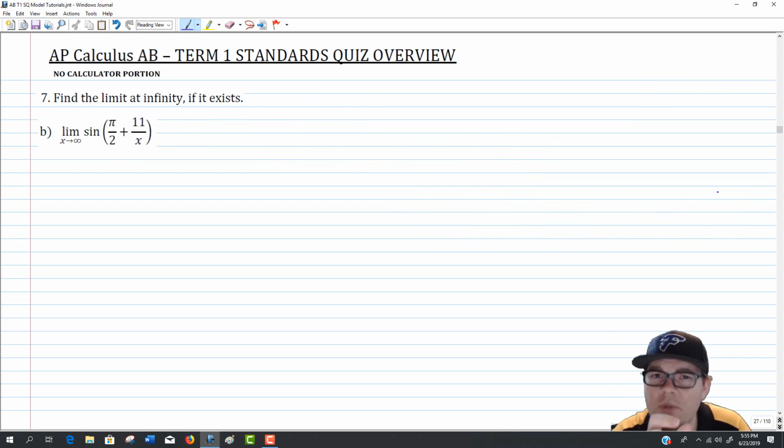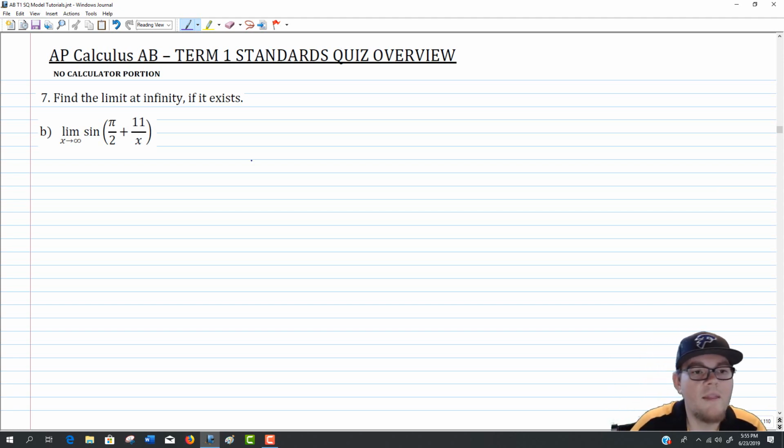For part B, this one looks really funky, and this one kind of gets people sometimes. They start to panic and think there's something weird happening here. But this is asking us to evaluate the limit as x goes to infinity of sine of the quantity pi over 2 plus 11 over x. And now if you remember, when we talked about limits at infinity in class, we talked a little bit about the fact that trig functions oftentimes are undefined. Because of their oscillation, the fact that they just keep bouncing back and forth, you might not actually have a limit. But let's keep in mind that in this particular limit, that's not what's happening here.